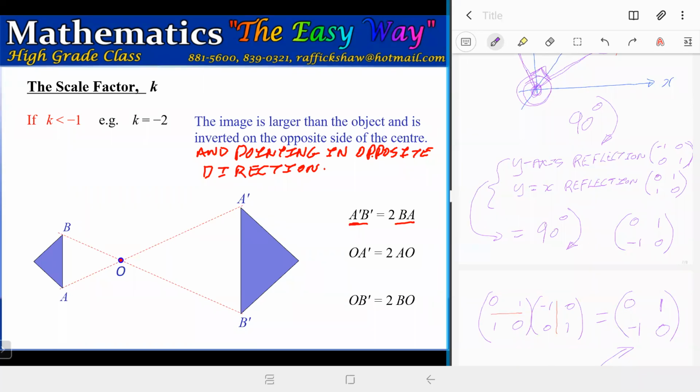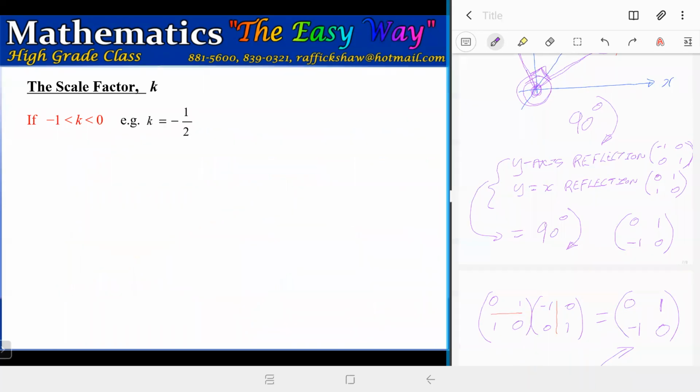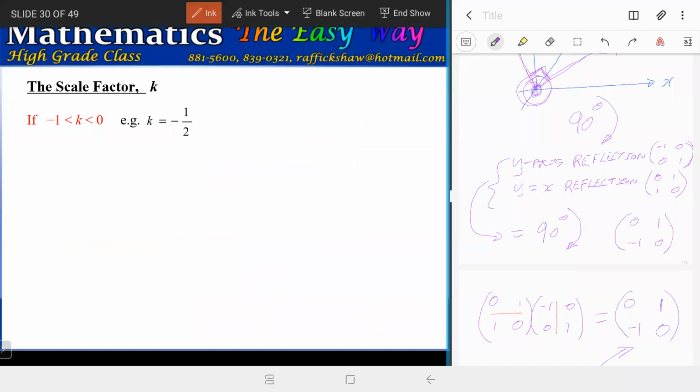All right, let's look at when the scale factor is negative half. The scale factor is a negative fraction, like negative half, negative 3/4, negative 1/3, negative 1/4. All right, let's break it down now. The fraction is going to make the image half the size, smaller. So the size is going to be smaller.